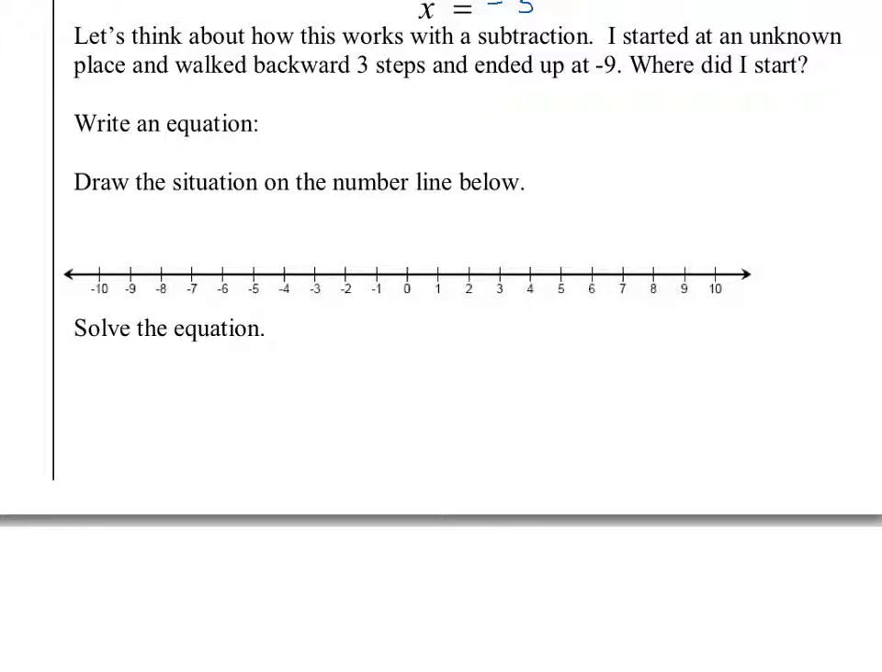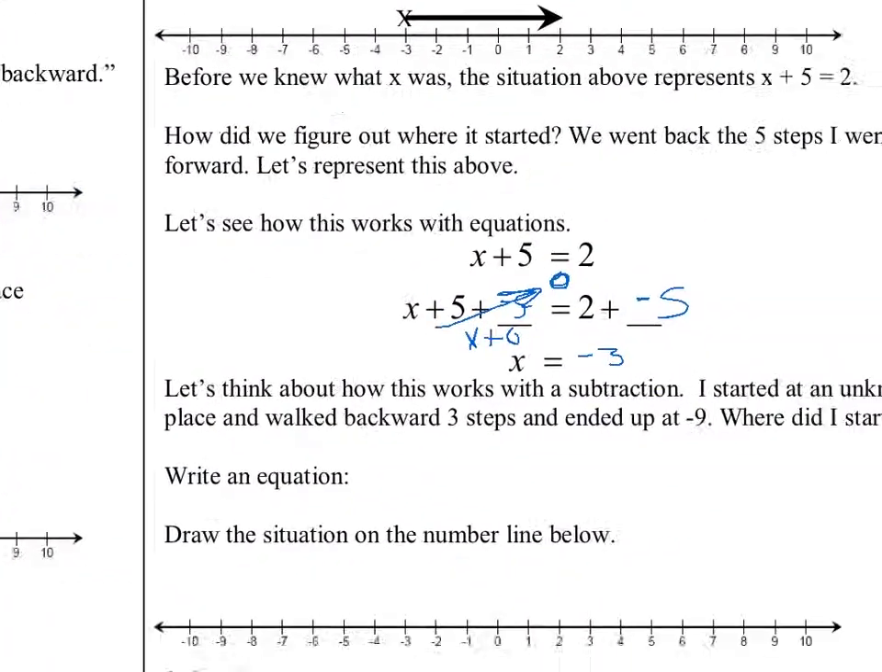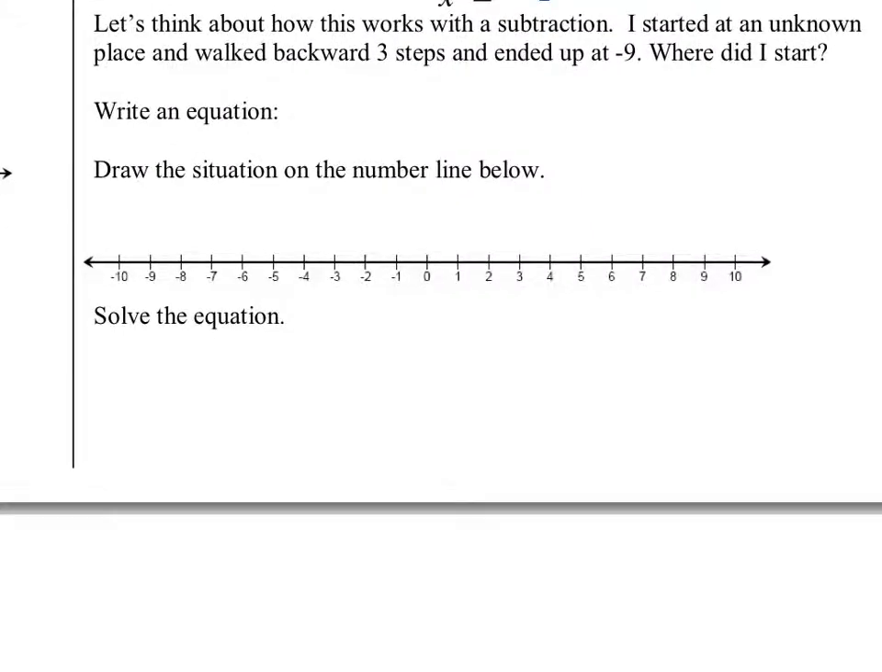So let's look at this situation here. I start with an unknown. I start in an unknown place. I walked backwards 3 steps and ended up at -9. Somebody write an equation for that one. I want an equation, just like we wrote over here for this one: N plus 5 is equal to 2. For this situation, I started in an unknown place. I walked backwards 3 steps. I ended up at -9.